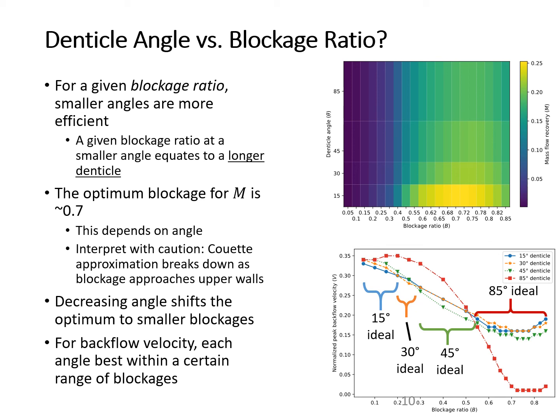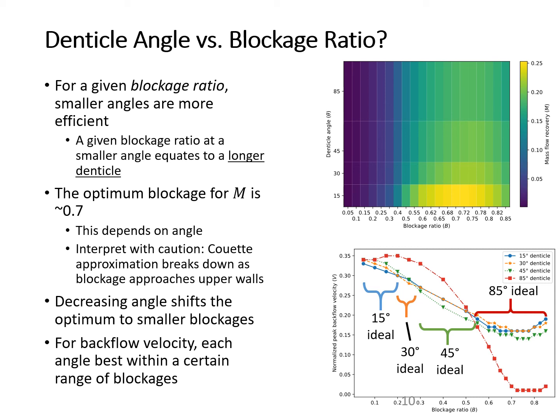And up to a point, blockage ratio does increase mass flow recovery as we found. However, we saw there to be an optimum, where once you go larger than that, mass flow recovery starts to decrease. We also found that smaller angles are more efficient at improving mass flow recovery for a certain blockage ratio. Now, you can't think of this like a fixed length denticle pivoting to different angles, because with a given blockage ratio, a smaller angle means a longer denticle, because that blockage ratio is itself a derived parameter based on angle and length.